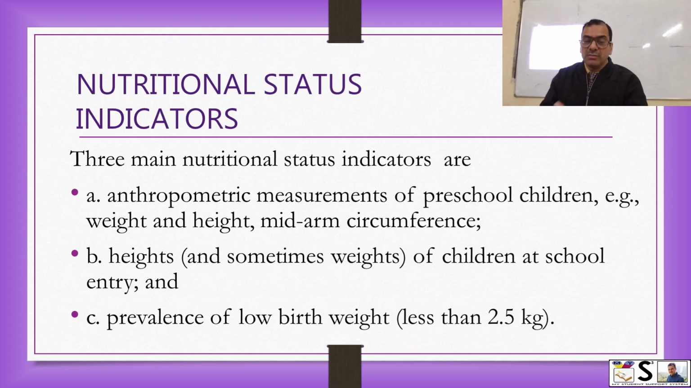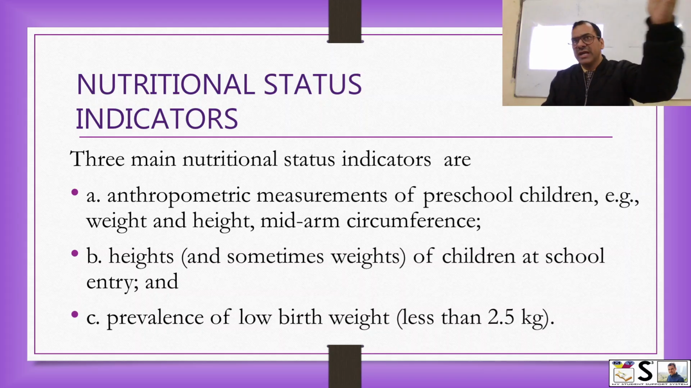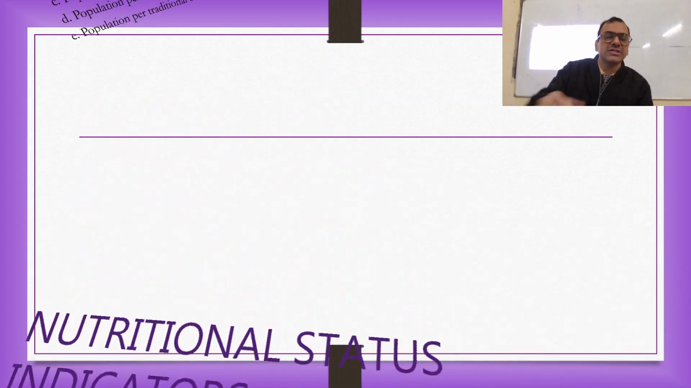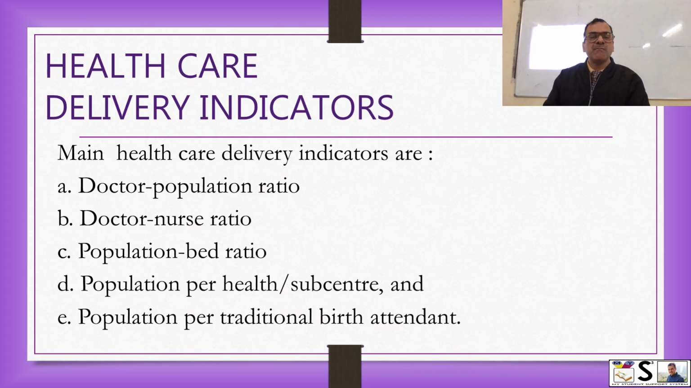Prevalence of low birth weight. Okay, if the birth weight is less than 2.5 kg in the children in the community, it will be a problematic situation. It means they are low birth weight babies. So through these indicators we can find out the nutritional status of the community. If low birth weight children are more, it means the antenatal mothers are not consuming the proper diet. Okay. So these are the nutritional status indicators.